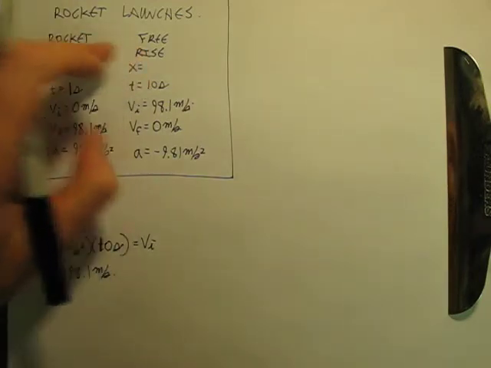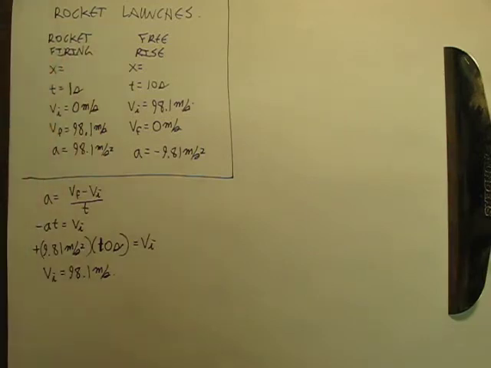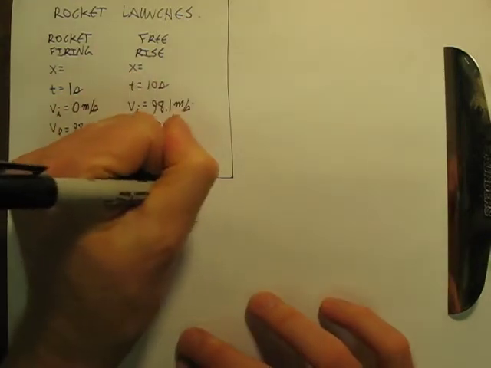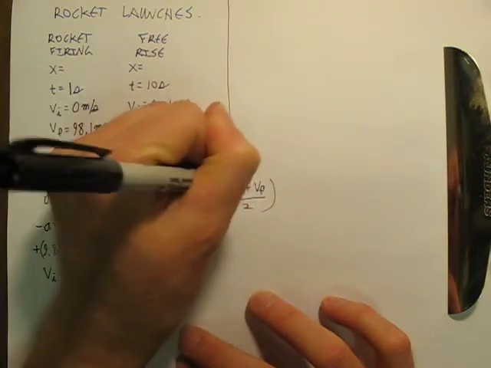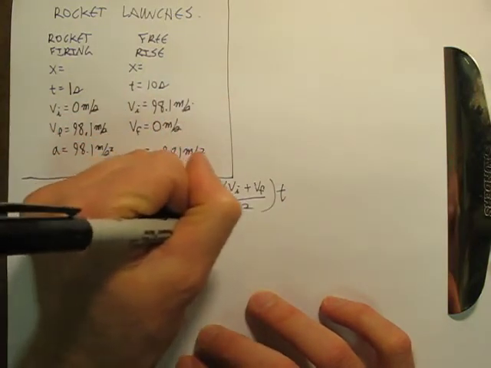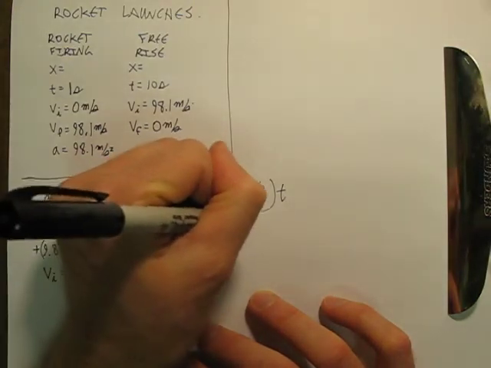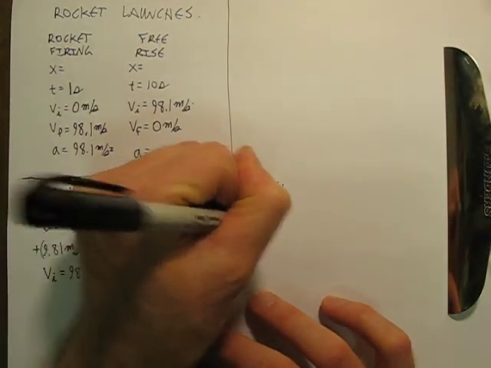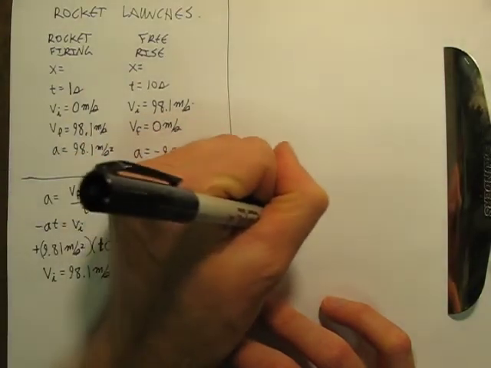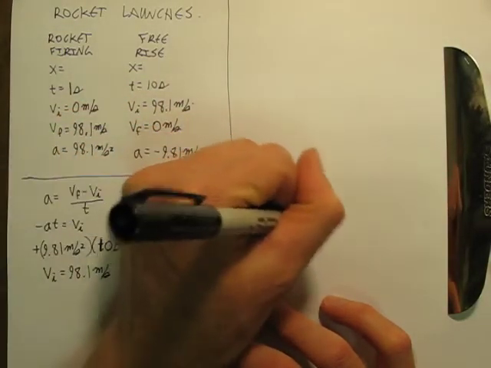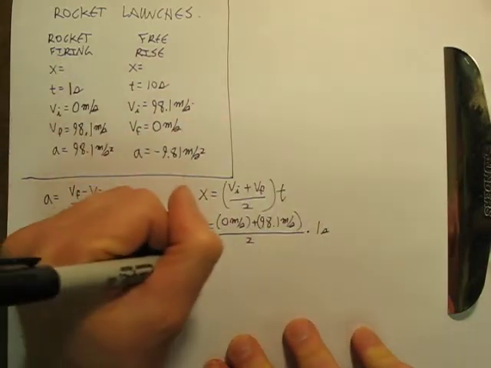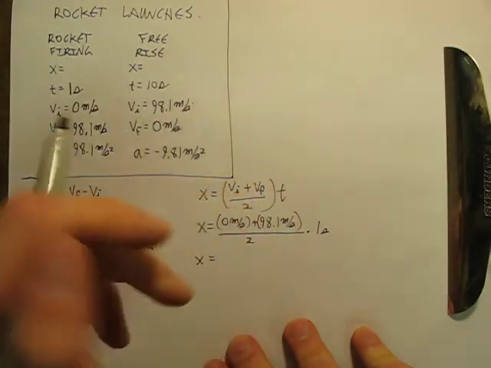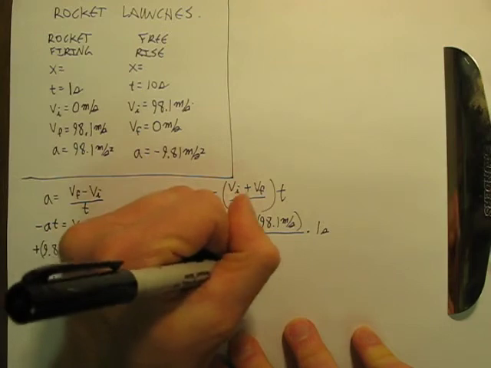Okay, now let's just figure out how far it goes. Well, when the rocket is firing, let's use X equals VI plus VF over 2 times T. So X is going to be 0 plus 98.1 meters per second, divided by 2, times 1 second. And so X is going to be 98.1 divided by 2. It's going to be about 49 meters.